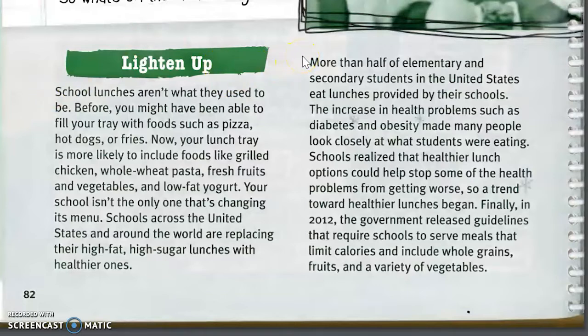More than half of elementary and secondary students in the United States eat lunches provided by their schools. The increase in health problems such as diabetes and obesity made many people look closely at what students were eating. Schools realized that healthier lunch options could help stop some of the health problems from getting worse. So a trend toward healthier lunches began. Finally, in 2012, the government released guidelines that require schools to serve meals that limit calories and include whole grains, fruits, and a variety of vegetables.